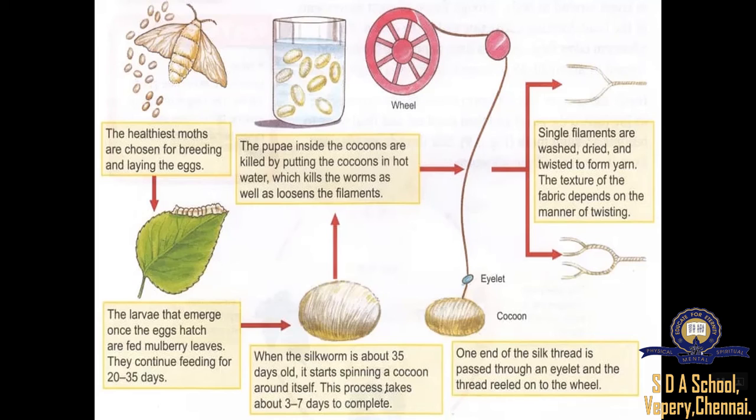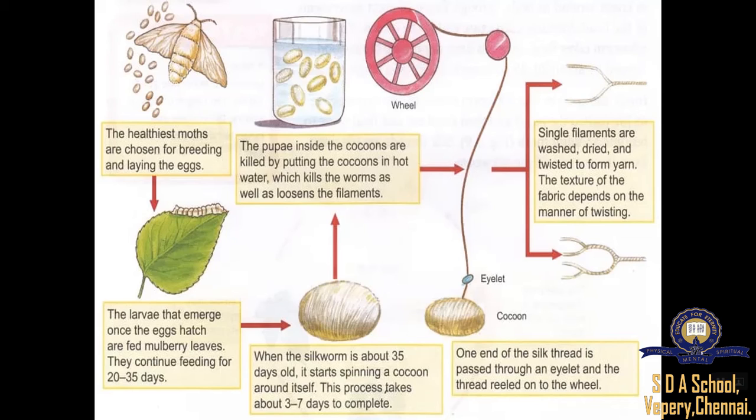Silk. From where do we get silk? From the silk moth. Silk is a common animal fiber. Silk is obtained from the silkworm. A female silk moth lays 200 to 500 eggs. The healthiest moths are chosen for breeding and laying the eggs.